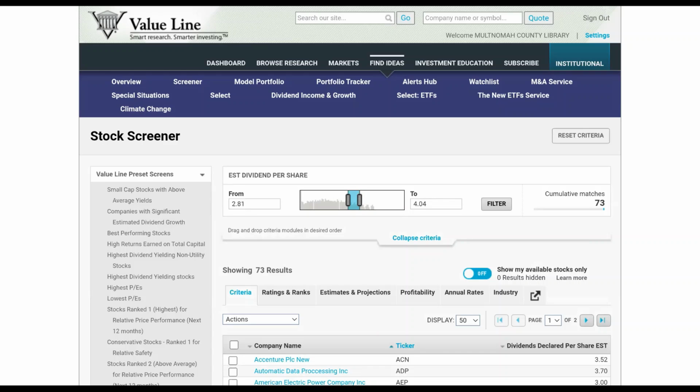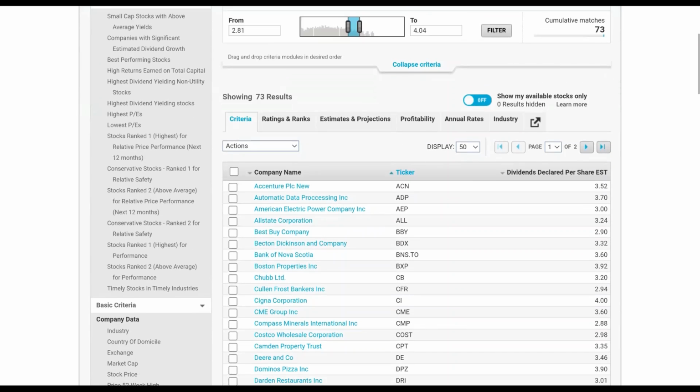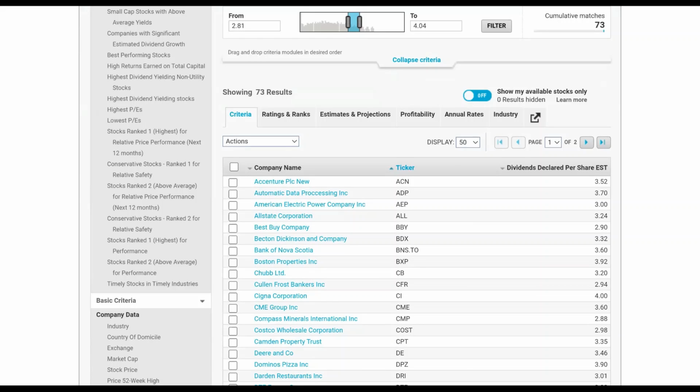So I selected estimated dividends 2.81% to 4%. There's 73 of those companies. I didn't go real high because, as people are finding out, when AT&T looked really great when it had the super high dividend and looked like such a good buy, it turns out it really wasn't, because the stock probably went down 40%.